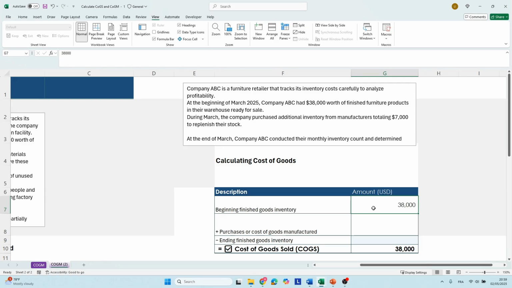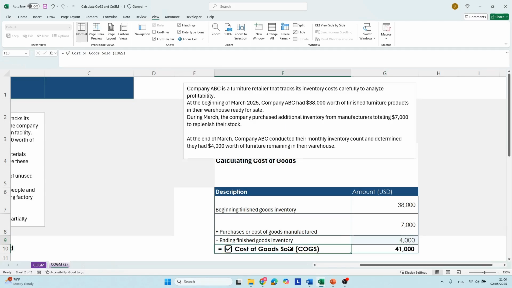During March, the company purchased additional inventory from manufacturing, a total of 7,000. I will put it here. Then at the end of March, the company conducted their monthly inventory count and determined that they had 4,000 worth of furniture remaining in their warehouse. So our ending finished goods inventory is 4,000.